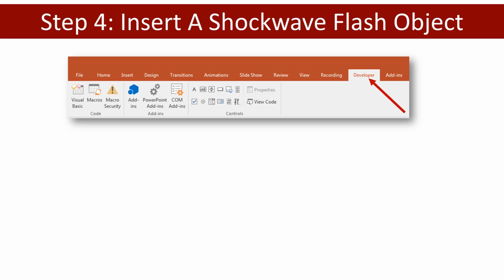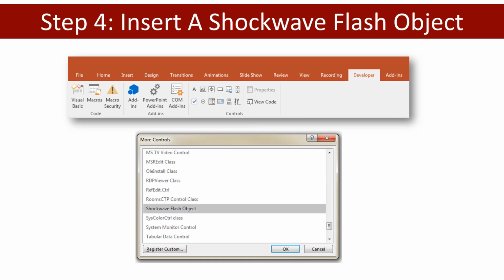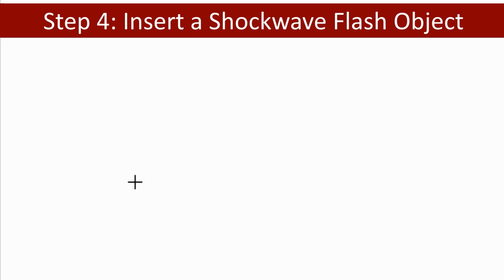We will now insert a Shockwave Flash object. Click on the Tools icon here, and a More Controls window will open. Scroll down and select Shockwave Flash Object, then click OK. You should notice that your cursor will change to a plus sign.